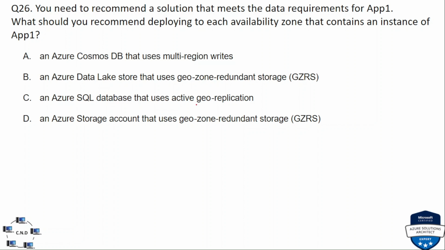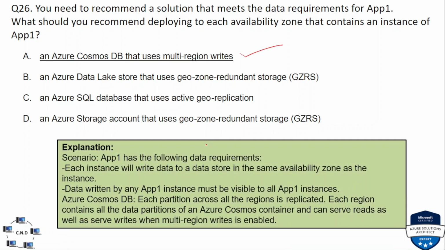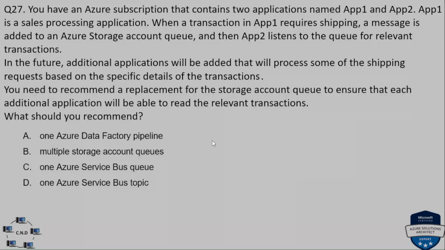And the correct option is an Azure Cosmos DB that uses multi-region writes. And again, this is the explanation. You can read the explanation by pausing the video.